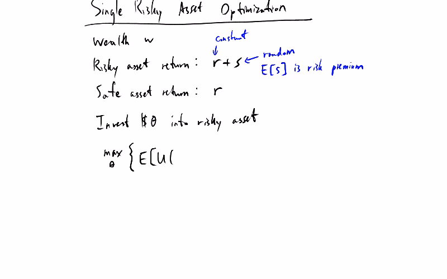of. Now remember, we have W. We invest theta into the risky asset, so you have W minus theta in the safe asset, which gives you return of R. Since you have your original asset, 1 plus R is the return you're going to get, and plus theta into the risky asset, which gives you 1 plus R plus S.